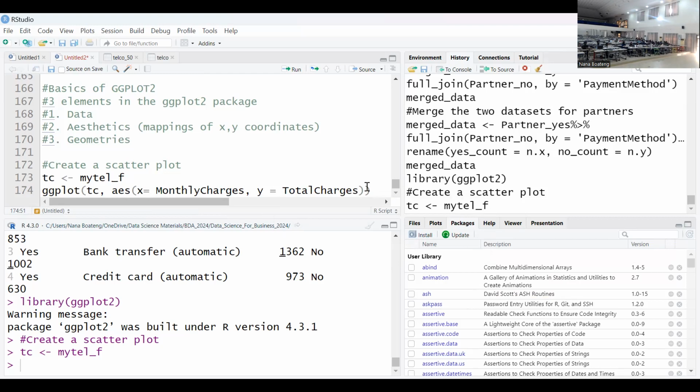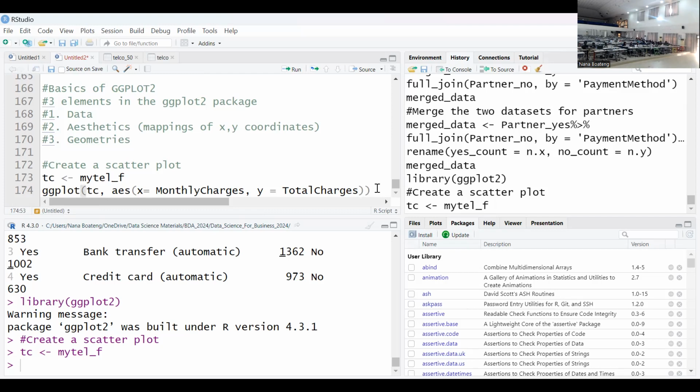What is it left with? The geometry. We have many types of geometries; we call them the geoms. Whatever geom you want to use, you specify that. For a scatter plot, it's normally points, where the data points are. So we use geom_point for a scatter plot. We've specified the data and the aesthetics. Let's add the geom point.